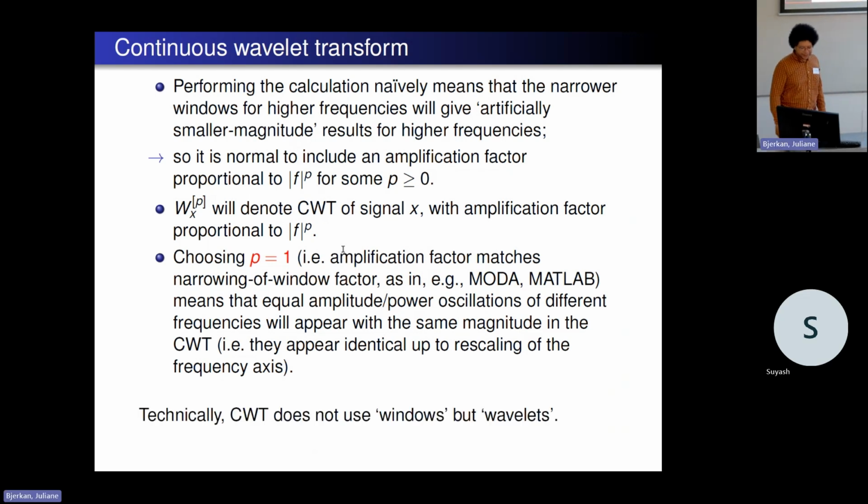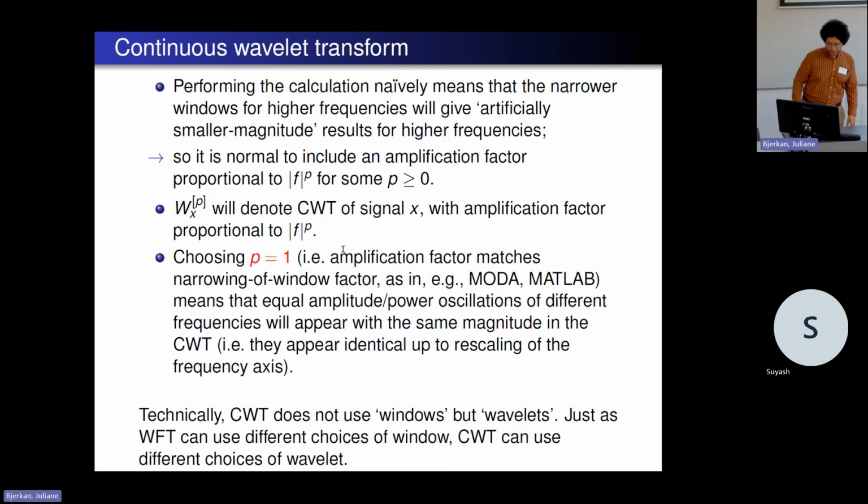Now, I should say, technically, the wavelet transform doesn't use windows, but rather wavelets. But you can think intuitively in terms of a Fourier transform inside a window, though technically it's wavelets. And just as there are different possible choices of window shape for the windowed Fourier transform, so likewise there are different possible choices of wavelet shape for the wavelet transform.